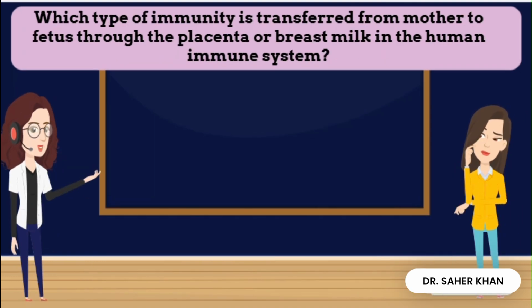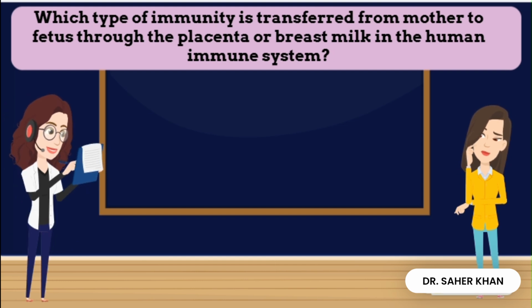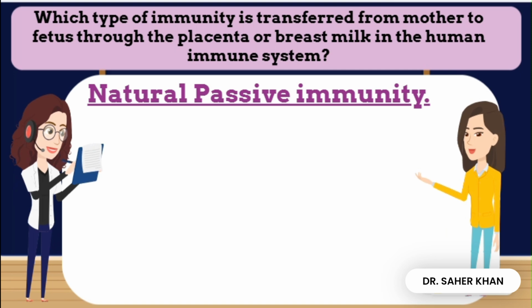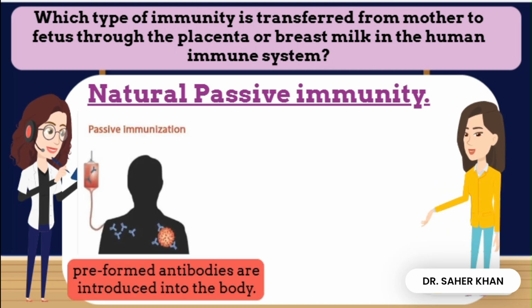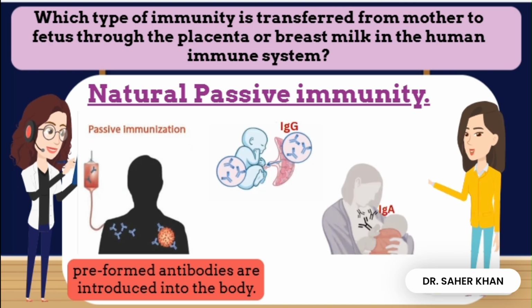Next question. Which type of immunity is transferred from mother to fetus through the placenta or breast milk in the human immune system? This type of immunity is called passive immunity because preformed antibodies are introduced into the body. And in this case, it is natural passive immunity, where the mother naturally transfers her antibodies to the baby. Mother passes IgG through the placenta during pregnancy and IgA through breast milk after birth. And this provides immediate protection to the baby until the baby's own immune system becomes active.